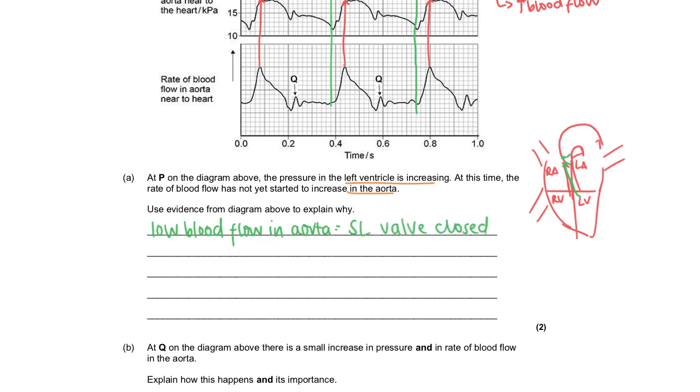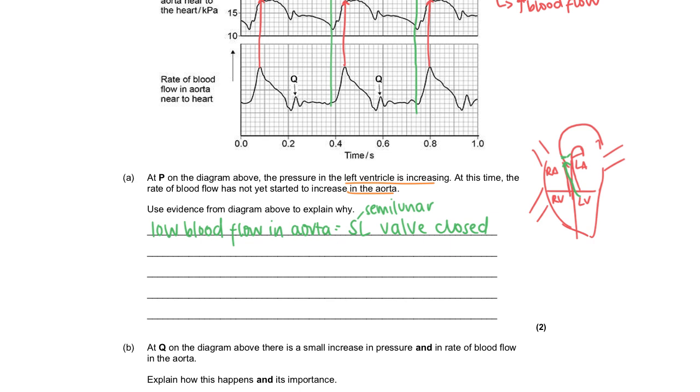Okay, in an exam, please be very mindful. I'm being lazy and I'm writing SL, but that's because I'm trying to do this video in an evening. You need to write semilunar in its full term. It does say do not accept SL. Okay, you have to write it fully.